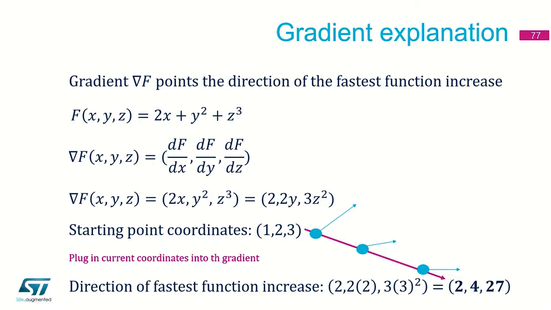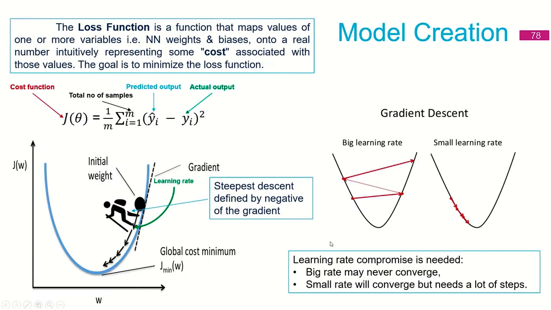And now the really basic question is, how long should we go in this direction to find the maximum of the function? We can go a small step and then evaluate the next direction using the gradient again. We can go a medium step and evaluate the gradient, the direction again. We can go a big step and evaluate the direction. Why is it so important? Because we can just overlook the maximum of the function.